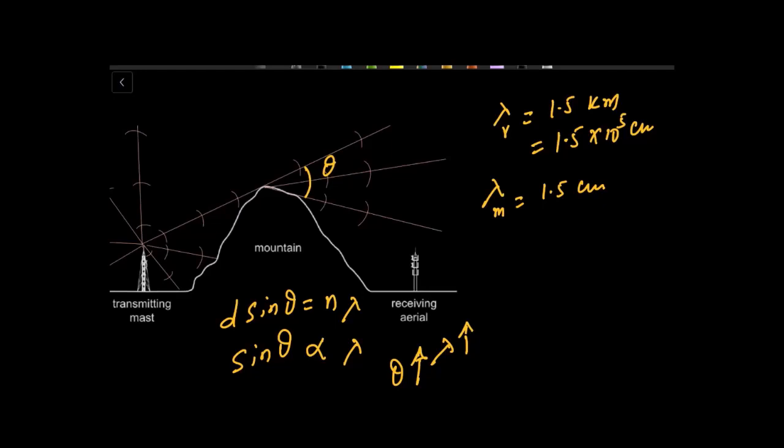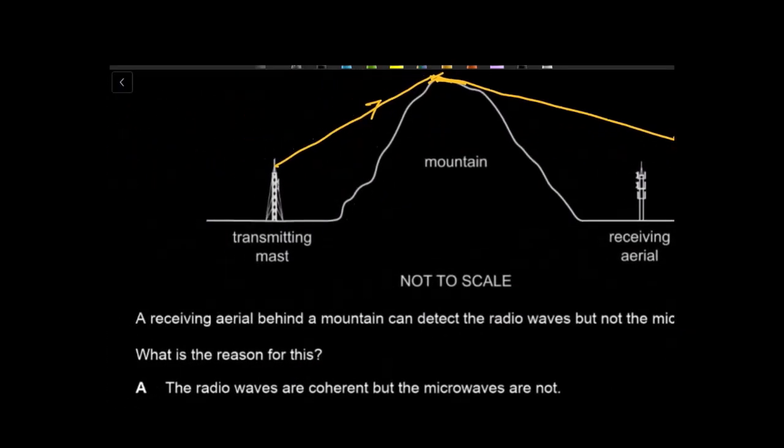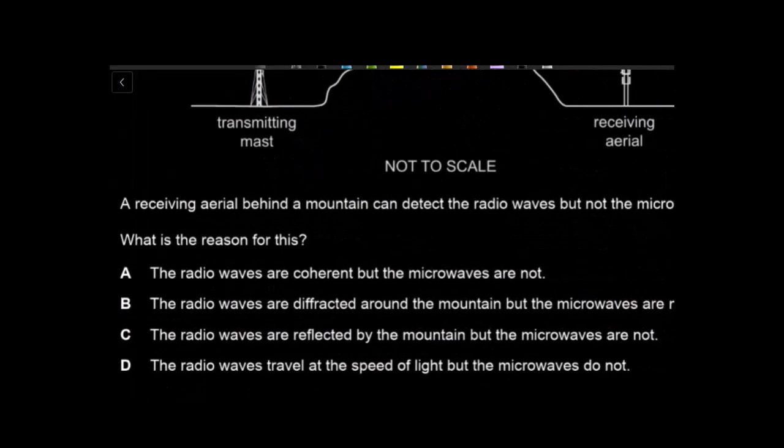Therefore, the diffraction angle of radio waves will be more than the diffraction angle of microwaves. Therefore, we can say that the radio waves are diffracted by the mountain, but the microwaves are not, because of the higher wavelength. So out of this, option B is correct.